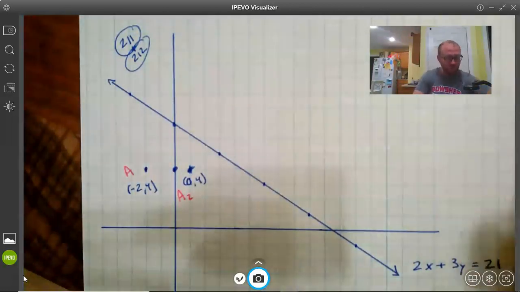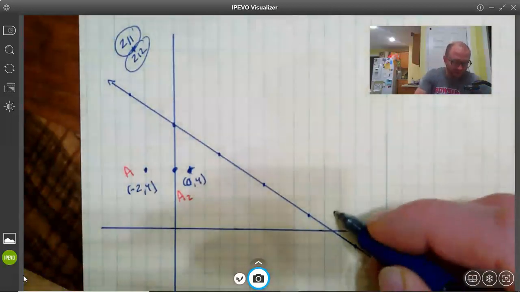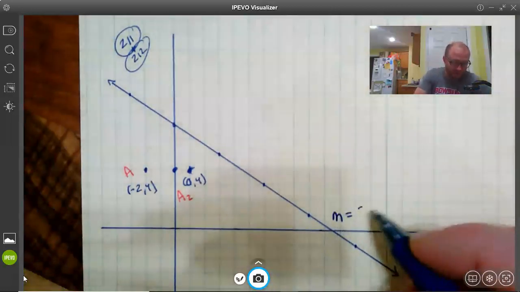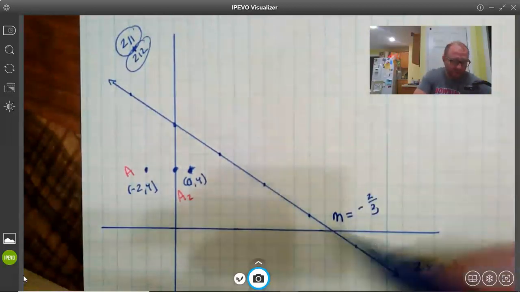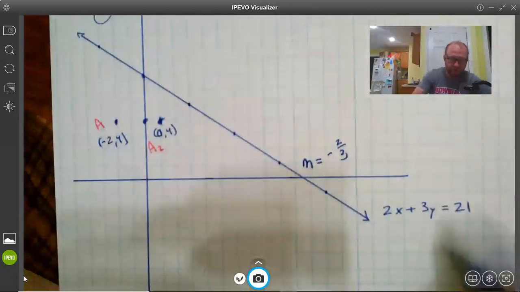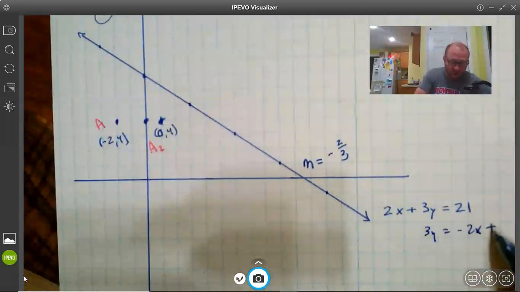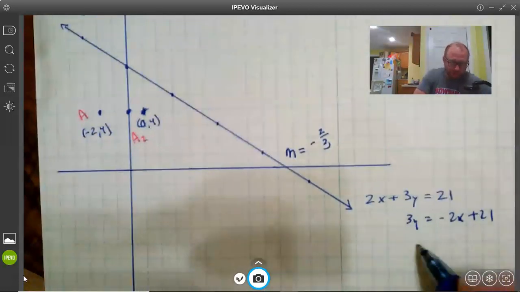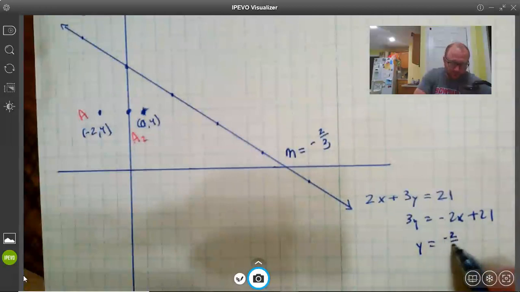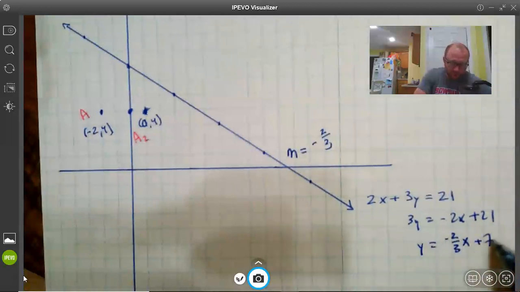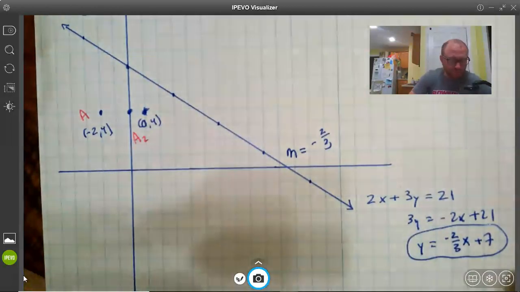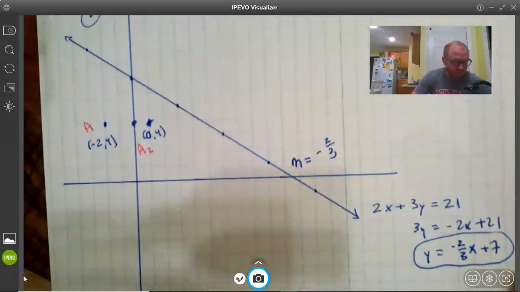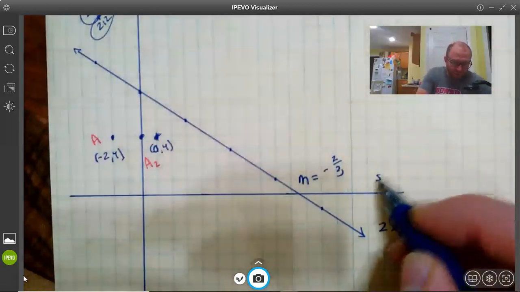So let's see, the slope of this line, we can get that pretty easily, is negative 2/3. We can get that just by looking at the line, but you could also get it from the equation. I would say 3y equals negative 2x plus 21. Now divide by 3, y equals negative 2/3 x plus 7. So the slope is negative 2/3 and the y-intercept is 7, which is, by the way, how we graphed it in the first place.